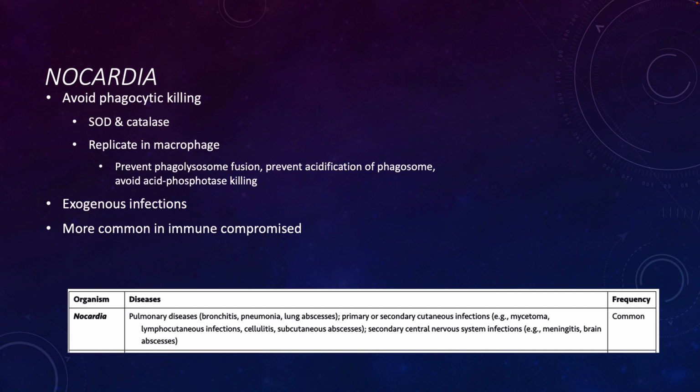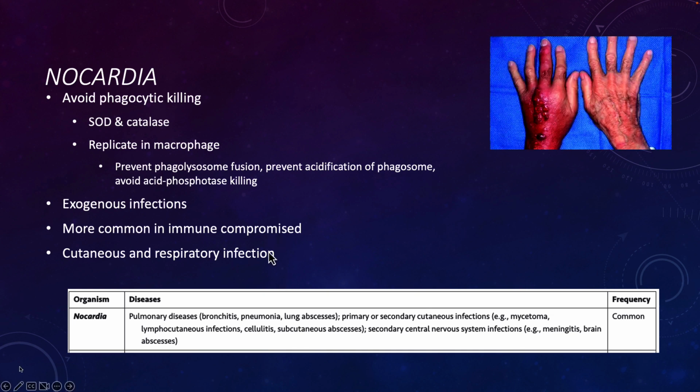And generally, the manifestations of disease that we're going to see are cutaneous or respiratory. So that's described down here in this box: pulmonary diseases, bronchitis, pneumonia, lung abscesses, and then primary or secondary cutaneous infections. Eventually, if left untreated or if a patient is severely immune compromised, you could see these infections go to the brain, where you could see things like meningitis or brain abscesses. And here is a patient who has a cutaneous infection. So it's a pretty gross, gnarly looking skin infection that you would want to have treated relatively quickly so it doesn't begin to disseminate.